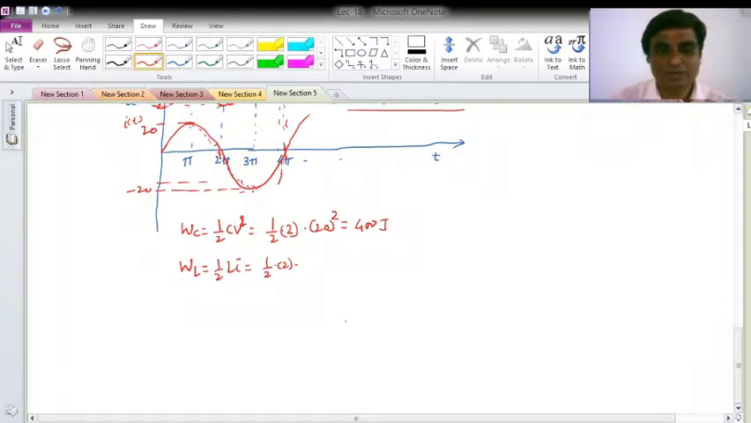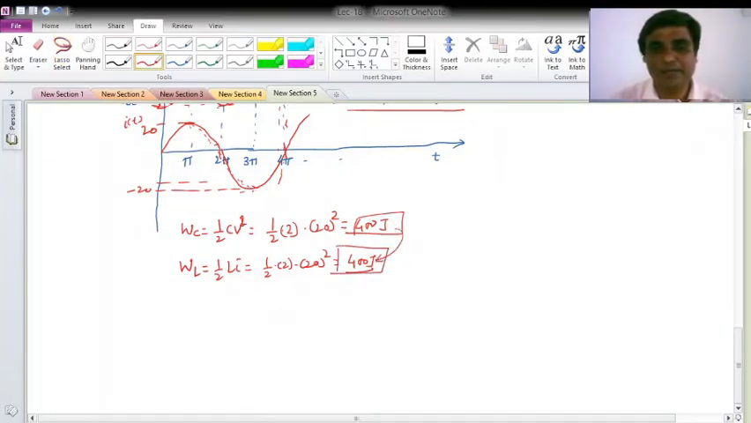Okay, so whether you take it as a positive or negative value, because it's squared, you will get the same thing. So the same energy will be stored in the capacitor. Once it is completely discharged, then the full energy will be gained by the inductor.